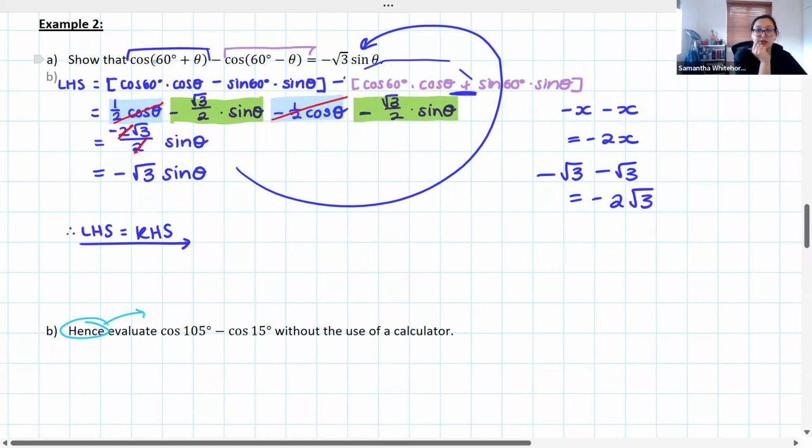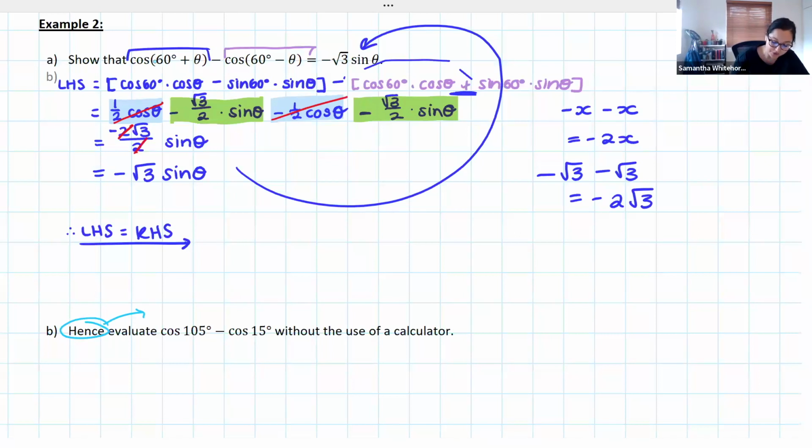Okay, Chantal, I like what you're thinking. So Chantal is saying special angles. So this without the use of a calculator is definitely implying special angles for me. And right now, what I've been given, the 105 and the 15, they aren't special angles. So we have to think about that carefully. I do agree with you. Special angles are going to come into it. What does the hence mean? Sometimes they'll say hence or otherwise evaluate blah, blah, blah, or prove that blah, blah, blah.